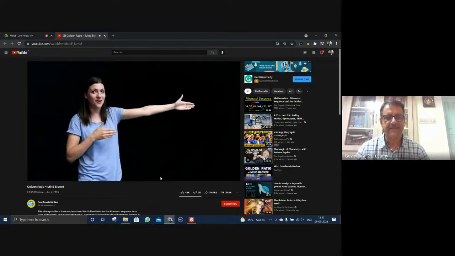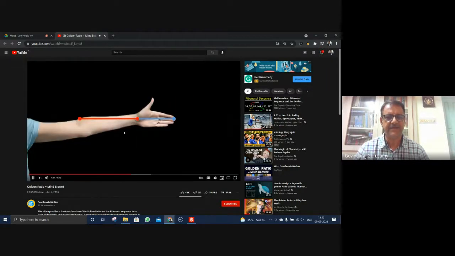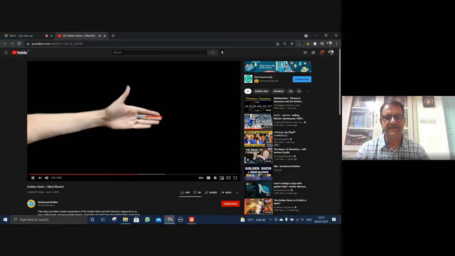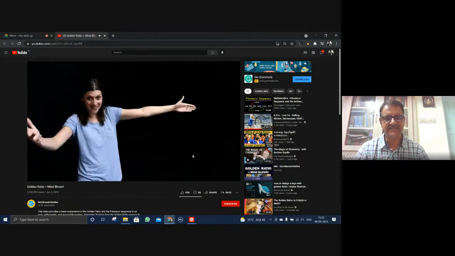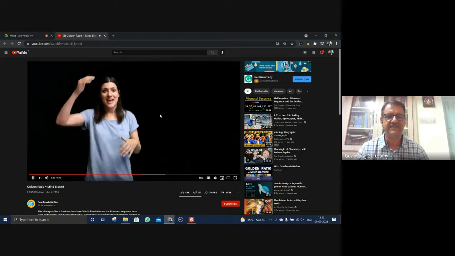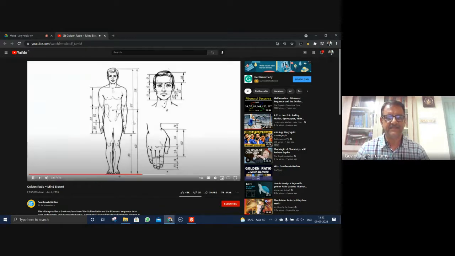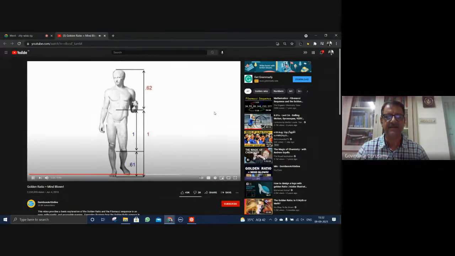Okay. Next, he's going to show something. You can see from elbow to here, 1.6 is to 1. Next, in the hand, from wrist to here, there is 1.6 and 1. Okay. Look at the fingers. So we have a golden ratio with us. The human body has a lot of places where you have it. This is what she's trying to say, that there are 1.6 times things available in our body itself.